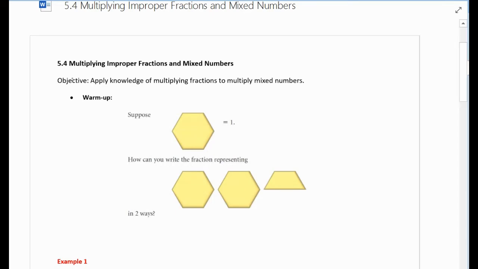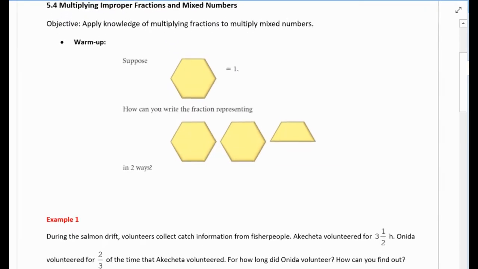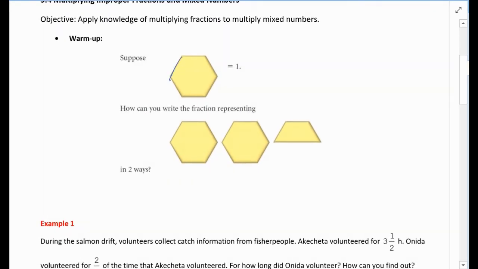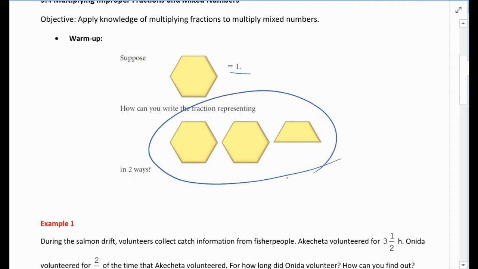Today we're going to learn how to multiply improper fractions and mixed numbers. Okay, so look at the warm-up question. Suppose one hexagon, this is a hexagon because it has 6 sides, right? So one hexagon is 1. How can you write the fraction representing 2.5 hexagons in 2 ways?